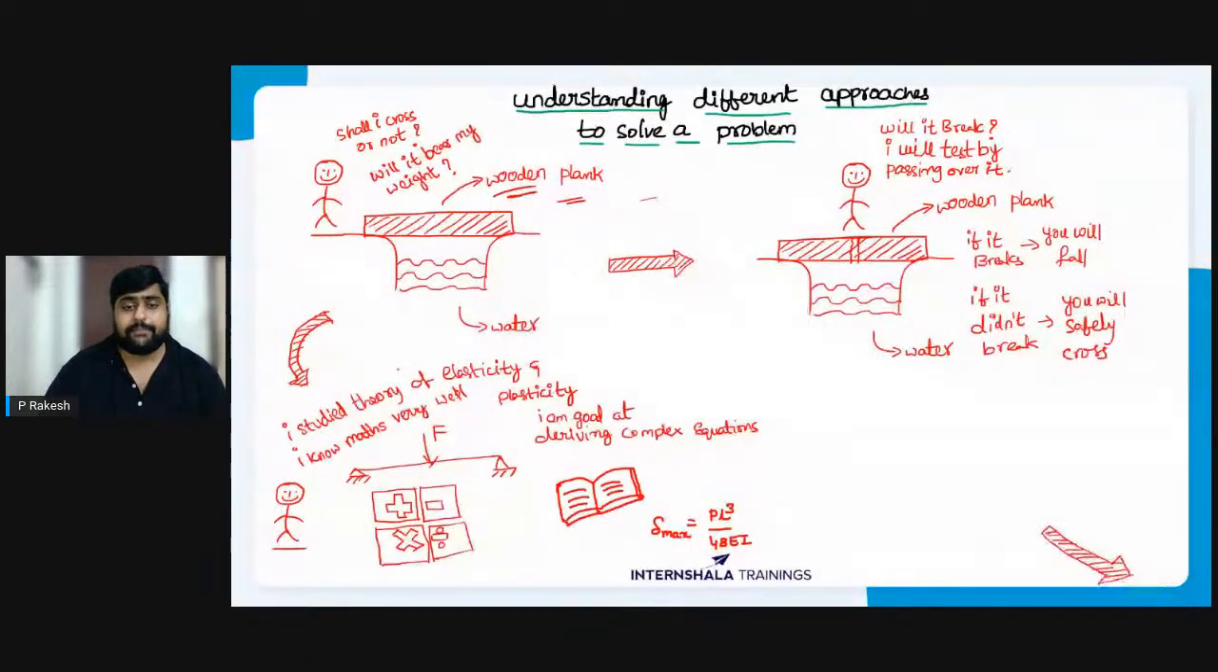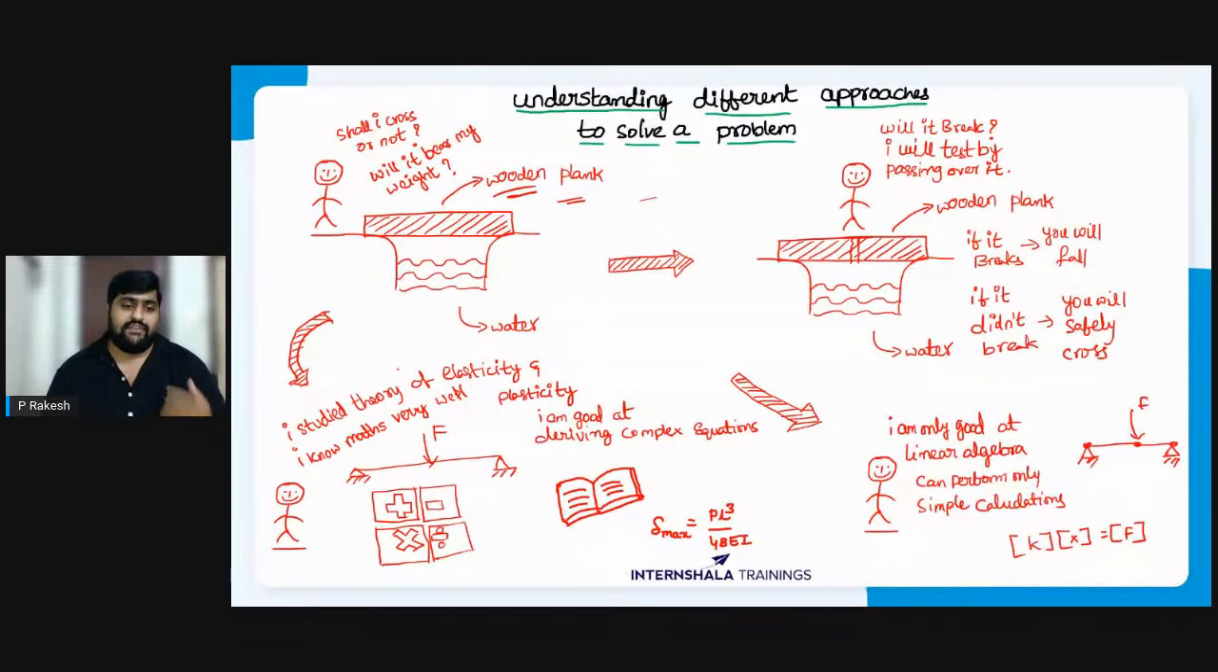Then what is the third way? The third way is we will again simplify this system somewhat like this as supports and force, but here instead of using very complicated equations and other stuff, we are going to make use of linear algebra, and we are going to derive some matrices like stiffness matrix, deformation matrix, and force matrices, and then we'll try to solve the system of linear equations through which we'll understand whether this particular wooden plank is going to bear our weight or not. This approach is called the numerical approach.